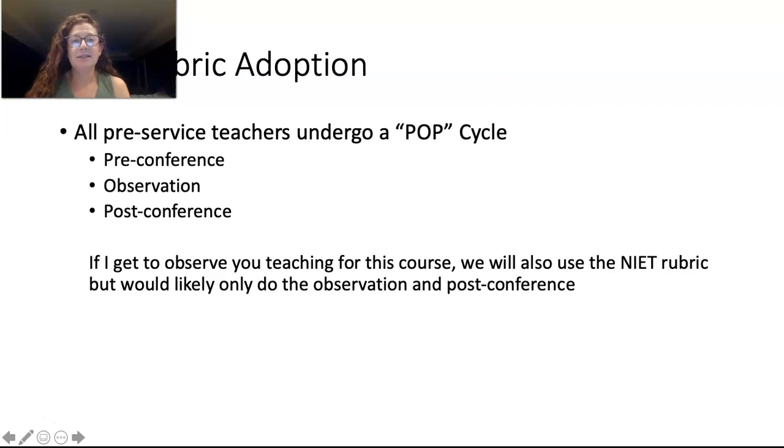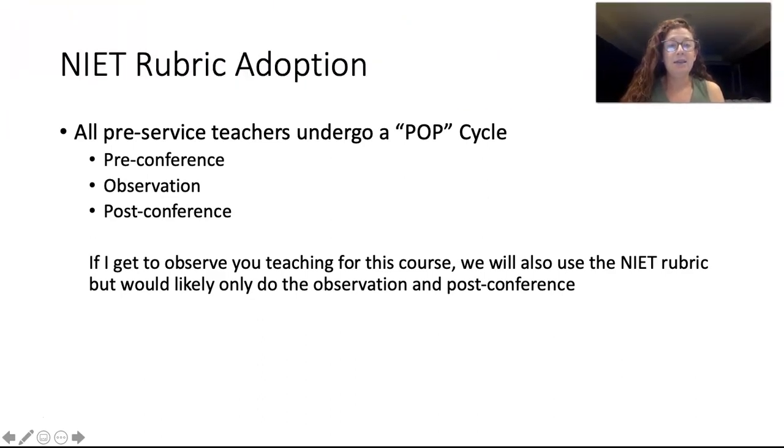So, NIET rubric adoption. At Nicholls State, we do something called the POP cycle, and all pre-service teachers undergo the POP cycle. In that, they meet with their university coordinator, and they have something called a pre-conference. That's when they discuss with their professor what they're planning on doing. And during that time, if you do a POP cycle with me, I start to ask you questions like logistics, and I start asking you questions to ensure that you're thinking about this rubric and how your lesson is going to meet it while still meeting the student learning objectives that you have to meet as well.